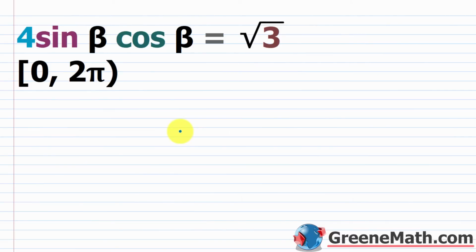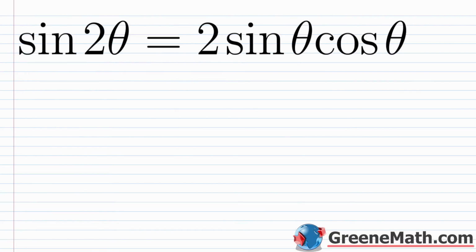All right, let's take a look at the next problem. So here we have 4 sine of beta cosine of beta equals the square root of 3. We want to solve this over the interval from 0 to 2 pi, where 0 is included and 2 pi is excluded. When you look at this equation, it might not be immediately obvious what you can do, but if we look at our identities, you have this double angle identity, the sine of 2 theta equals 2 sine of theta cosine of theta, which you can use to solve this equation.